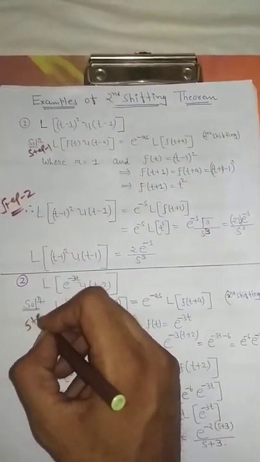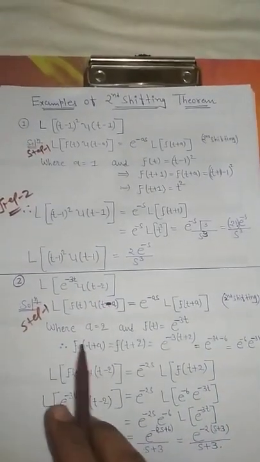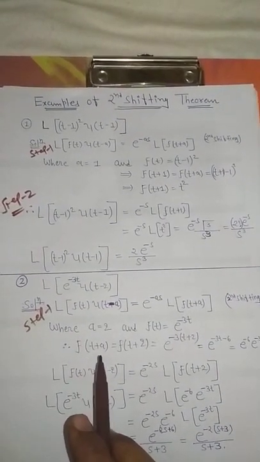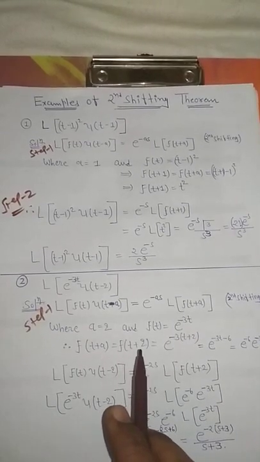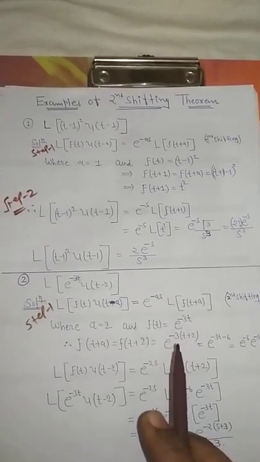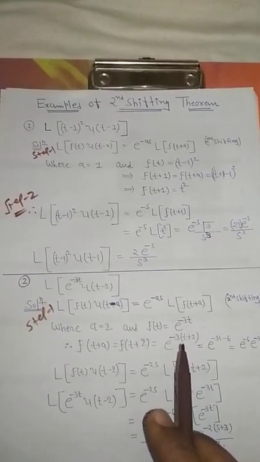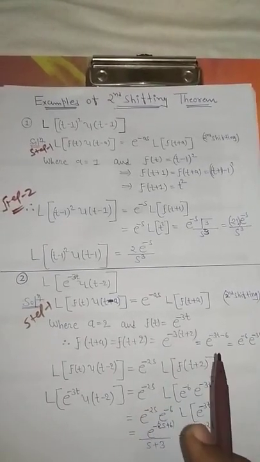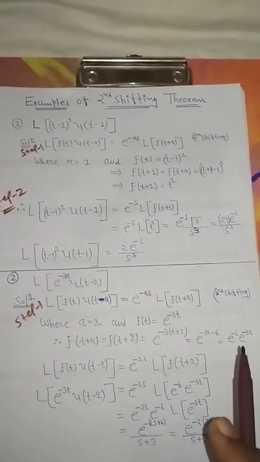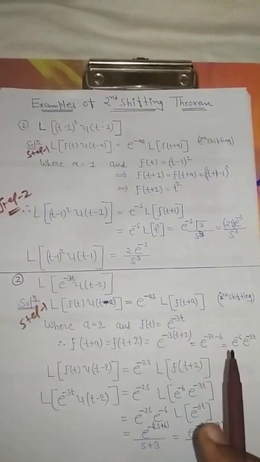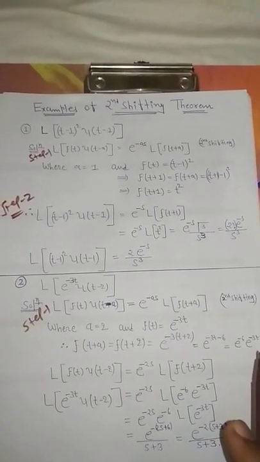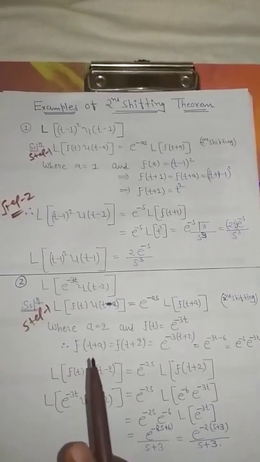So this is step number 1. f of t plus a equal to f of t plus 2. Therefore, e raised to minus 3t plus 2, e raised to minus 3t minus 6, that will be separated, and we get e raised to minus 6 and e raised to minus 3t. So that is our f of t plus a.